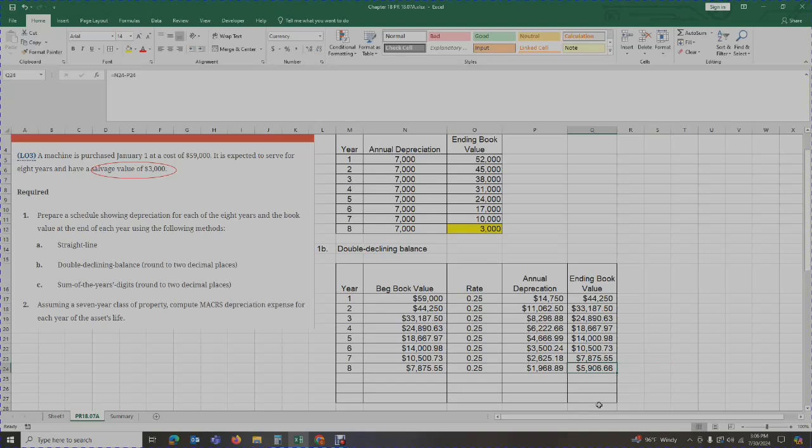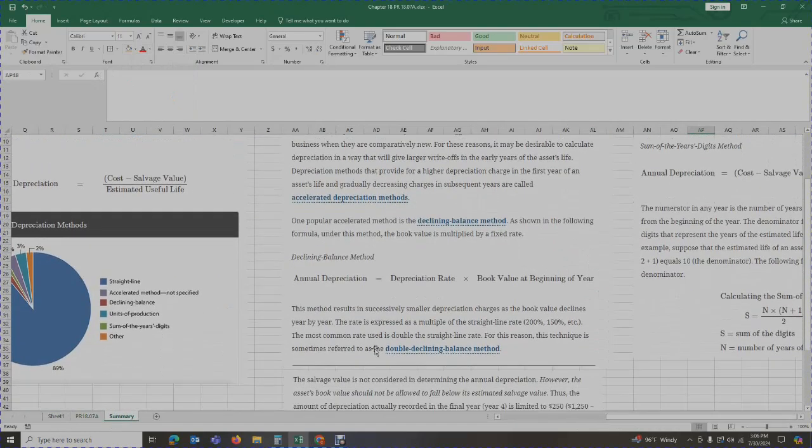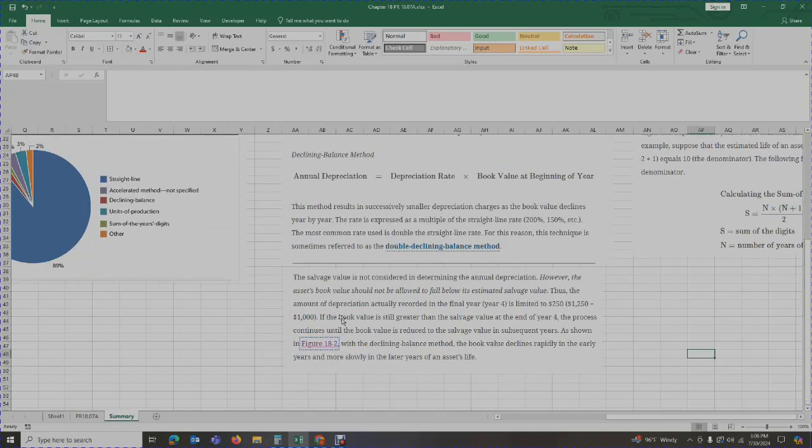my ending book value is still at $5,906.66. Now my salvage value is $3,000. Okay, now this is what the homework problem is asking you to do: 8 years. But if you recall from the textbook, it says if the book value is greater than the salvage value at the end of the last year, the process continues until the book value is reduced to the salvage value. Okay, so sorry about that.